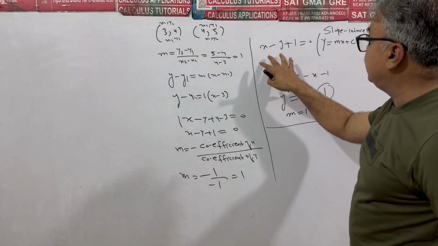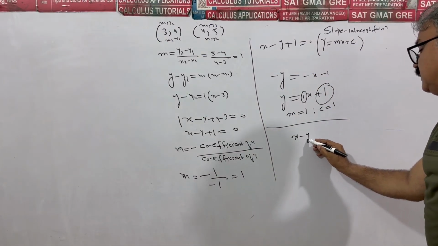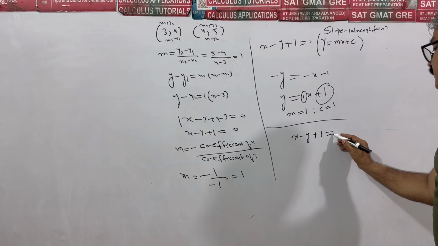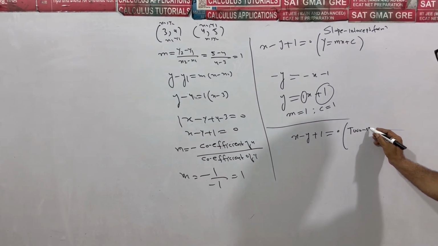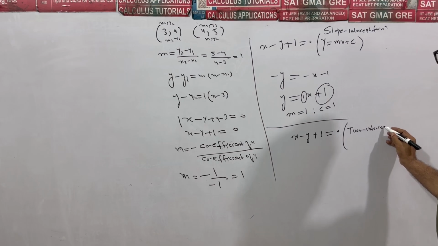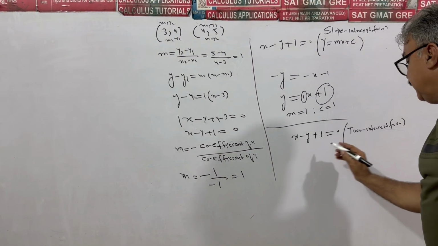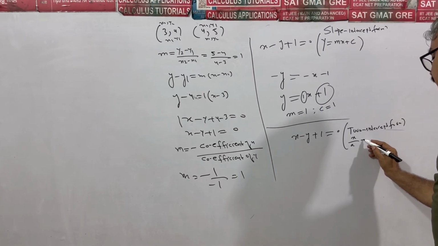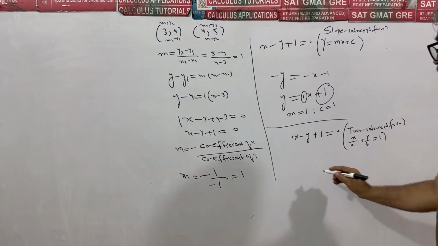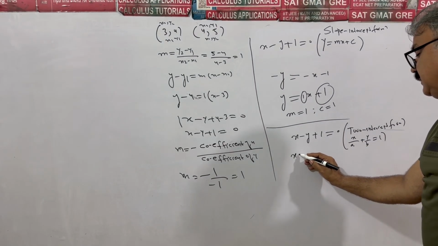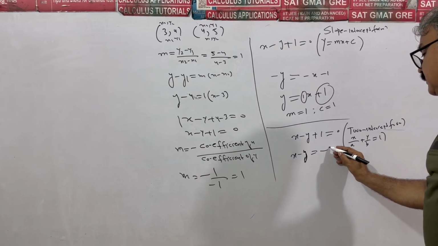Let me write in two intercept form. It is x minus y plus 1 is equal to 0. I am about to transform this equation into two intercept form. It is x over a plus y over b is equal to 1. Take 1 to the right hand side. x minus y is equal to minus 1.